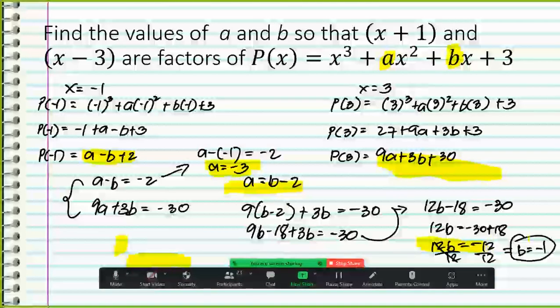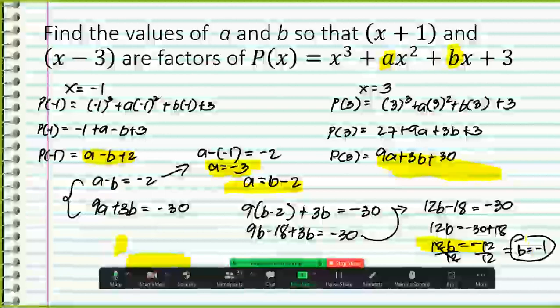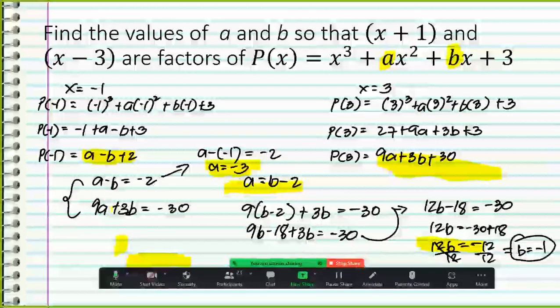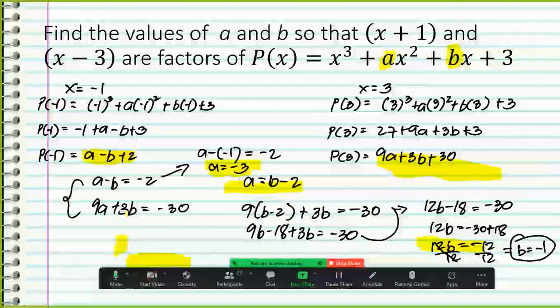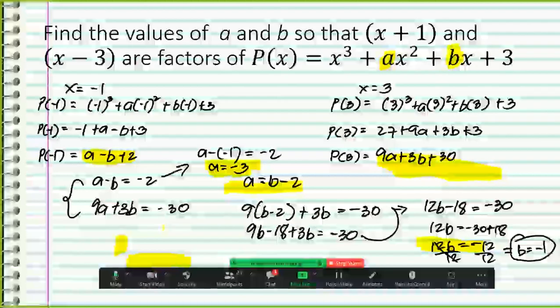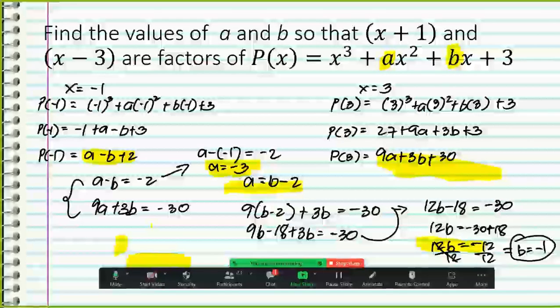If you do that in the second equation, it will give us the same result. As you can see, if you inject that, negative 3b and positive 3b will become negative 3. So transpose negative 27, divide both sides by 9. So a equals negative 3 still.